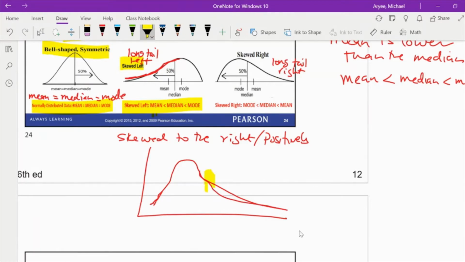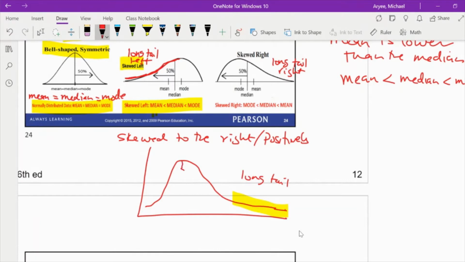I hope this doesn't look nice. So let me make it beautiful. Hopefully I could. Okay, so here the long tail is on the right. Okay, long tail. So the long tail is somewhere here. So long tail is on the right.